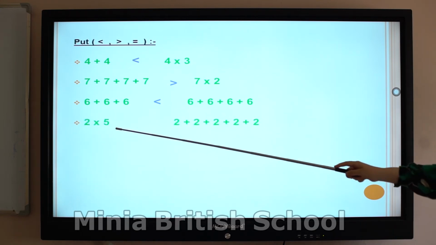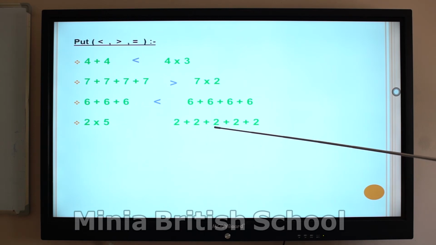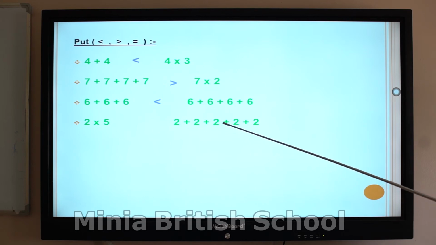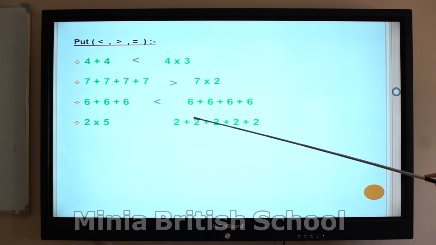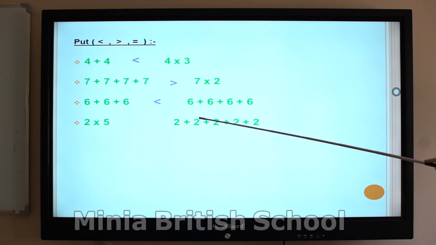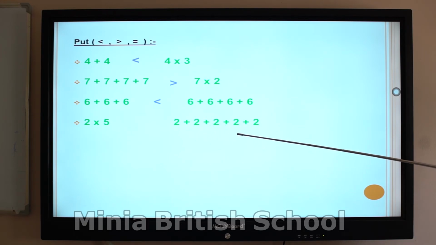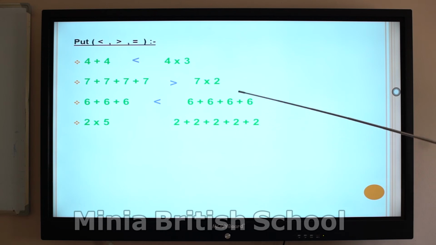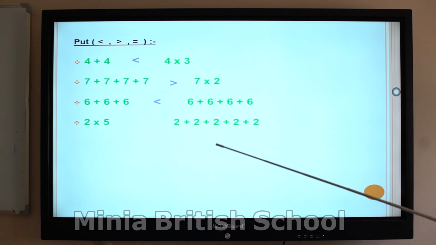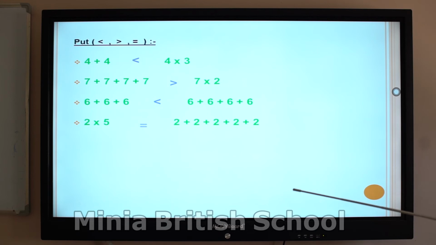So this part is smaller than this part. Here 2 times 5 and here 2 plus 2 plus 2 plus 2 plus 2. Convert plus to times. What is the repeating number? 2. How many times is it repeated? 1, 2, 3, 4, 5. So here 2 times 5 and here 2 times 5. It's equal.